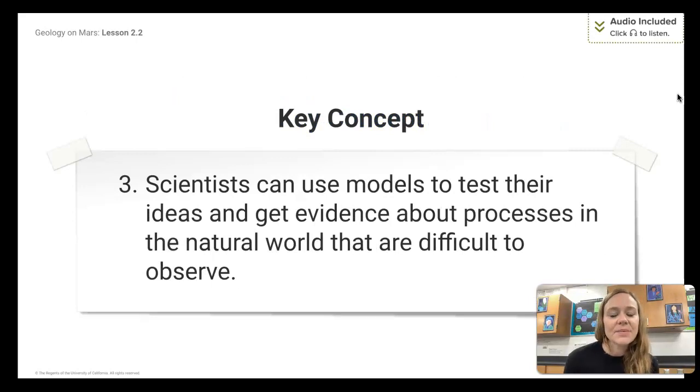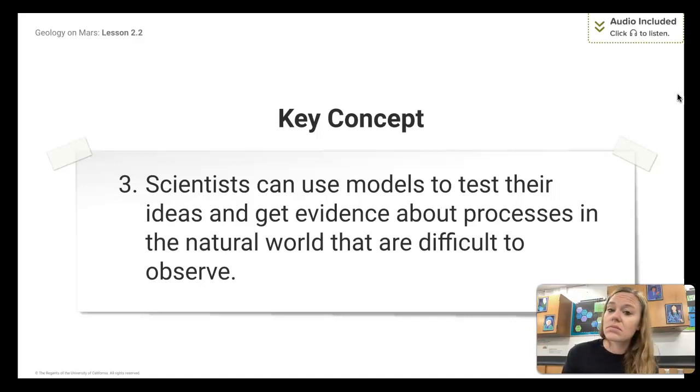So the key concept that we are looking at is that scientists can use models to test their ideas and to give evidence about processes in the natural world that are difficult to observe. So things that we can't necessarily observe without taking a really long period of time or looking at a time lapse, we could create models to make things move faster or slower in order to observe things that happen outside in our natural world.